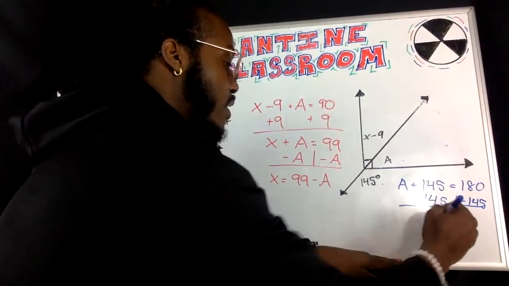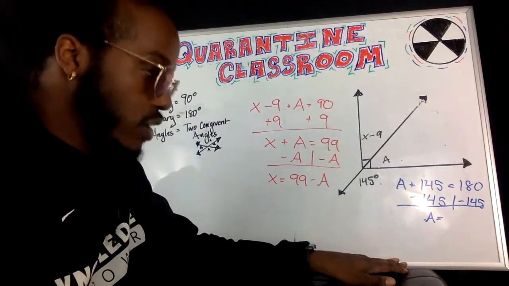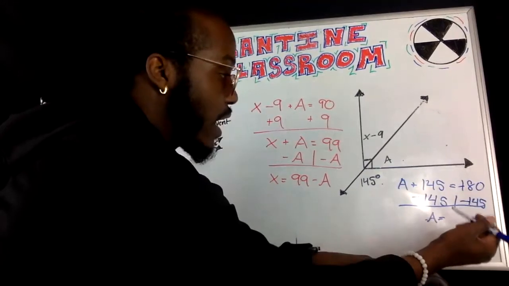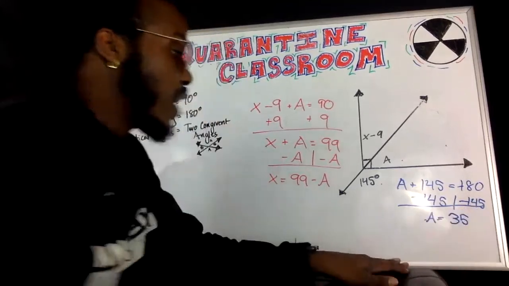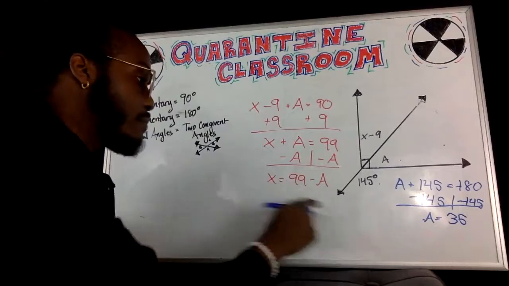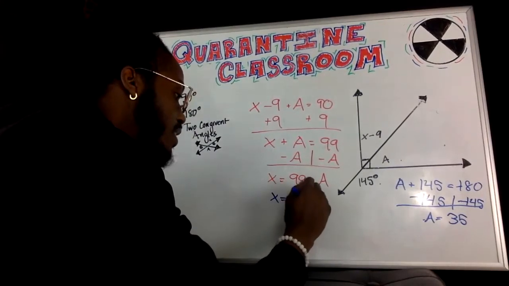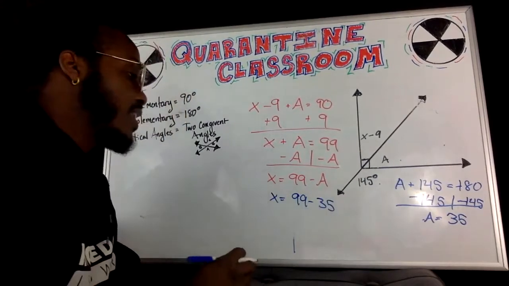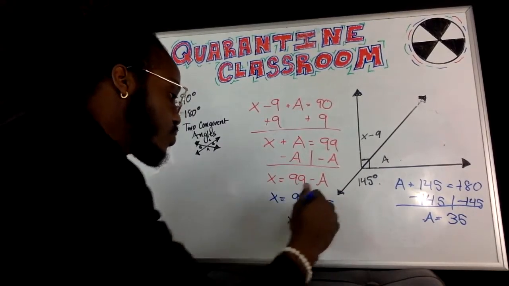That means that A equals 180 minus 145. 180 minus 145: 100 minus 100, and then I have 80 minus 45, which is 35. So now that I know that A is 35 degrees, I can put that back into my first equation and say that X equals 99 minus 35.